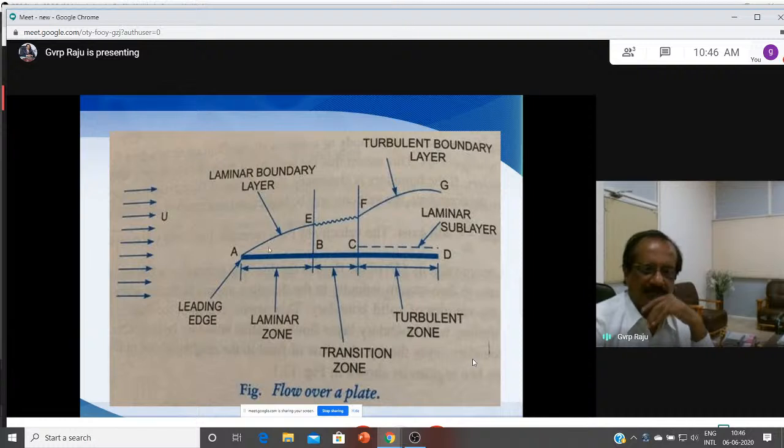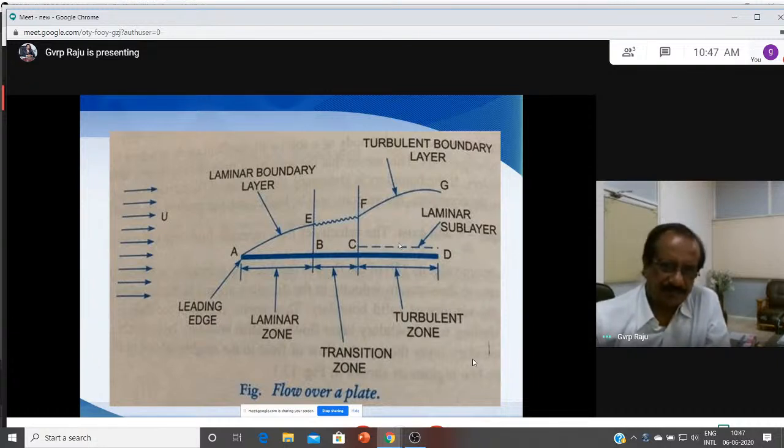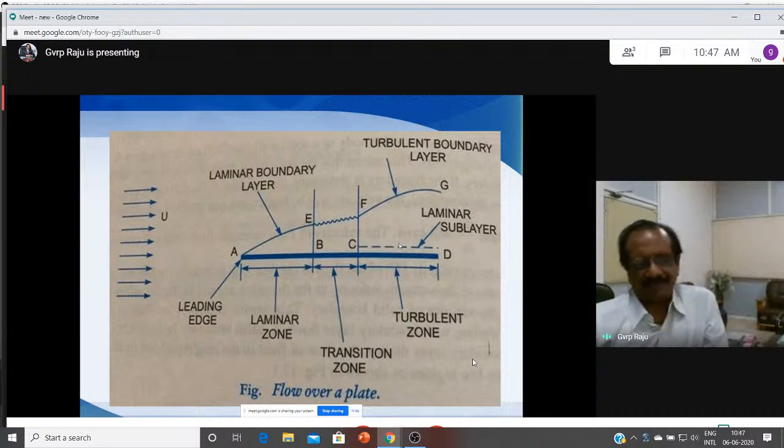So then we have the different types here: laminar boundary layer, transition zone, and turbulent boundary layer. Laminar boundary layer, turbulent boundary layer, and also laminar sublayer. Clarity is required for you: what exactly is meant by laminar boundary layer, turbulent boundary layer, and laminar sublayer, etc.